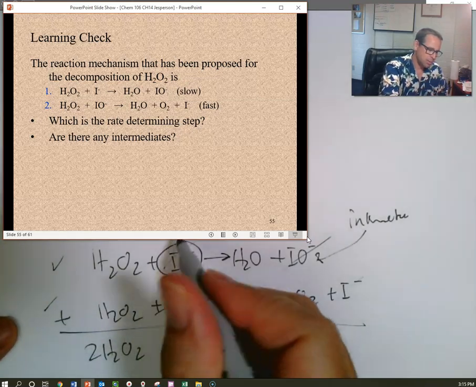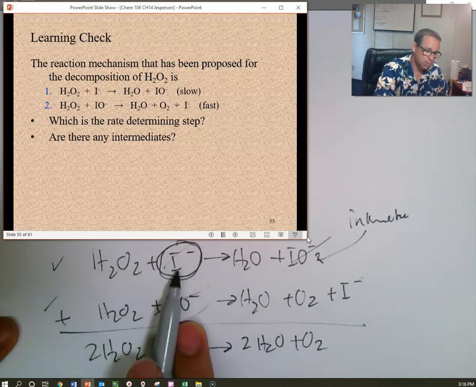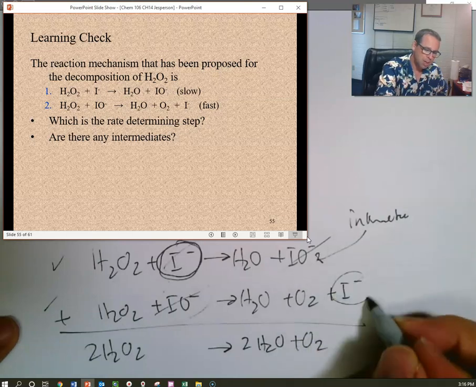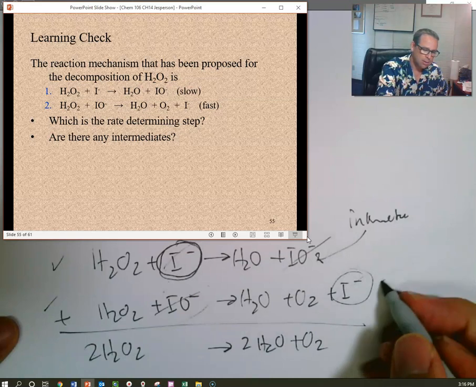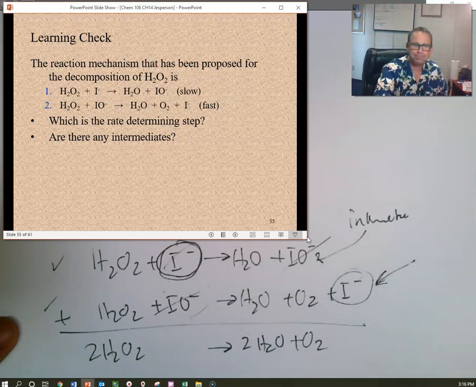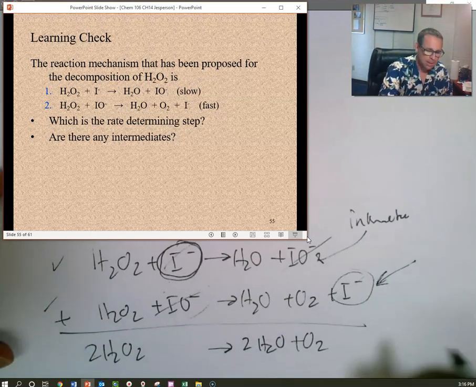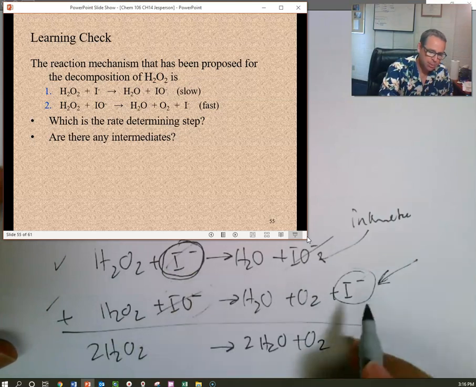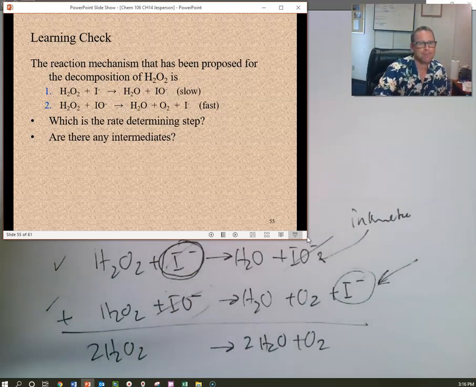But, Jace, this I minus ion apparently contributes to the reaction and is used to proceed, but in the end, the I minus ion comes out, just like it was in the beginning. What do we call that? What is that one called, Jace? That's the catalyst. That's right, the catalyst. It's something that apparently helps the reaction proceed, but in the end, it's not consumed by the reaction.